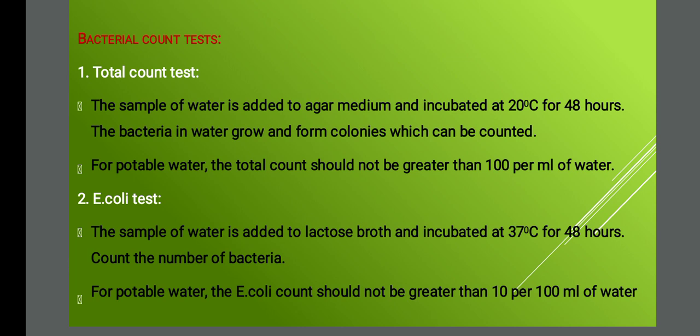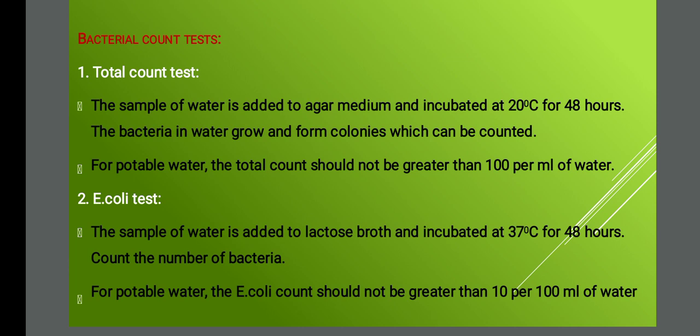The bacteria in the water will grow, form colonies, and can be counted. For potable water, the total count should not exceed 100 per ml of water. If it is more than 100 per ml of water, it causes disease. If it is 100 or below, it is good for health.